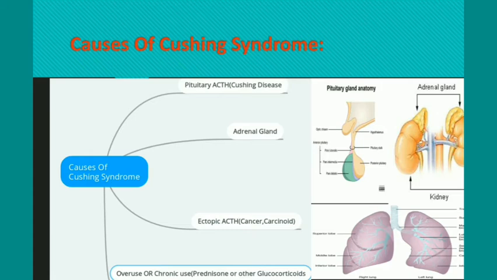So, remember these 4 causes: overproduction of ACTH from the pituitary gland, hypercortisolism from the adrenal gland, ectopic ACTH production from lung cancer or carcinoid, and misuse of glucocorticoids.